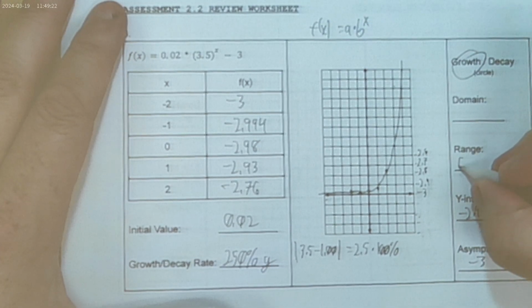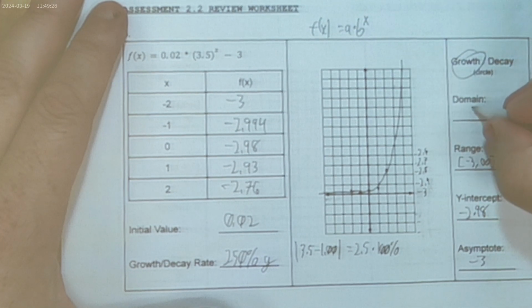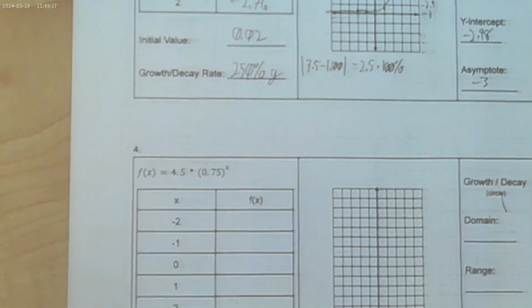The range, as I mentioned with the previous problem, is going to be the asymptote value at infinity. And the domain, what are the possible x values I can feed in? That's always going to be infinity for the problems you're going to be dealing with.